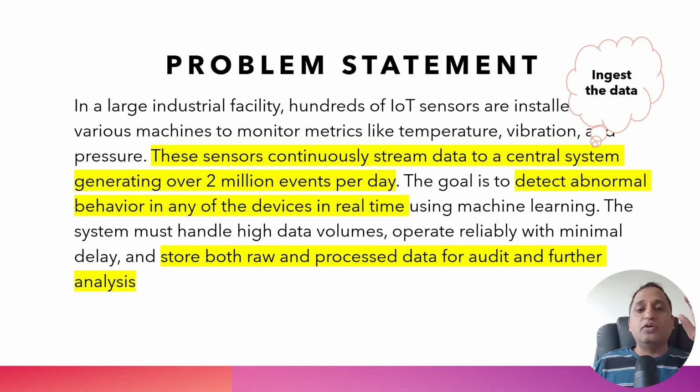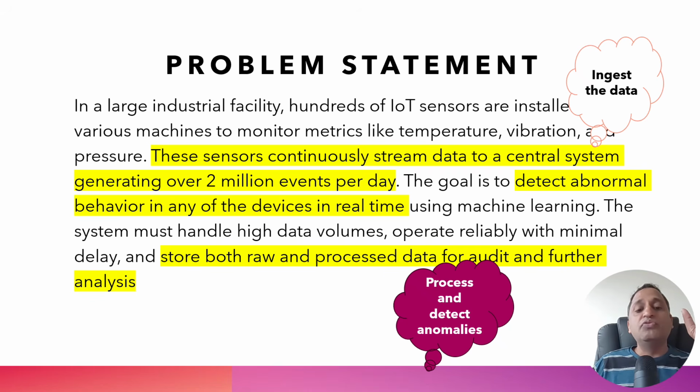The next sentence in our problem statement is detect abnormal behavior in any of the devices in real time using machine learning. So this defines our processing and inference layer. We need something that can handle real-time decisioning. At the same time, it has to read the data in real time at scale. The important word is scale. And then invoke and do an ML inference also in real time or near real time. So we need both here.